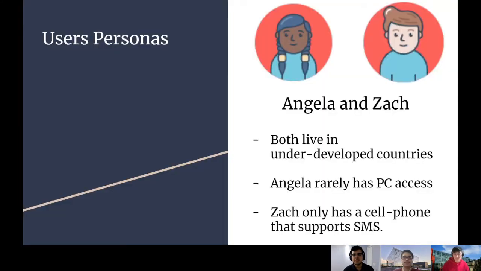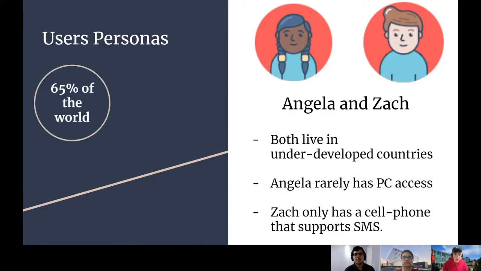Thanks, Vedant. So first, let's meet our user personas so that we understand who we're targeting with this software. Meet Angela and Zach. They both live in underdeveloped countries. Angela rarely has PC access, and Zach only has a cell phone that supports SMS. Now, we did some research, and we realized that 5.5 billion people, or 65% of the world, use SMS as a way to communicate. We also realized that 1.7 billion people don't have access to a bank account.